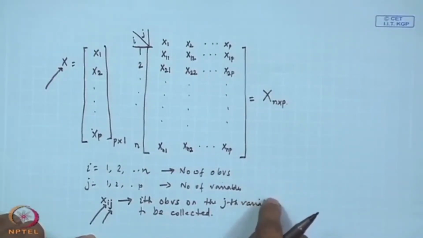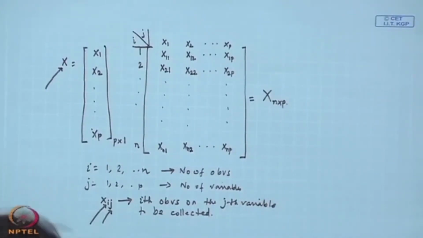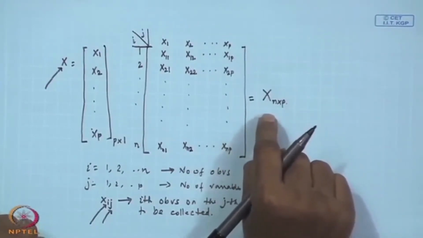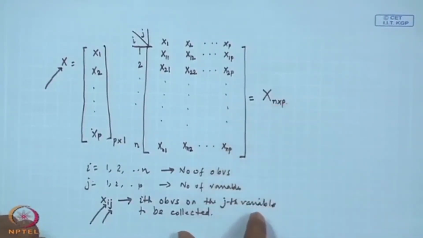Capital bold X will be n cross p. It is visible? Yes. Okay. This one I am saying is a data matrix which you are planning to collect.